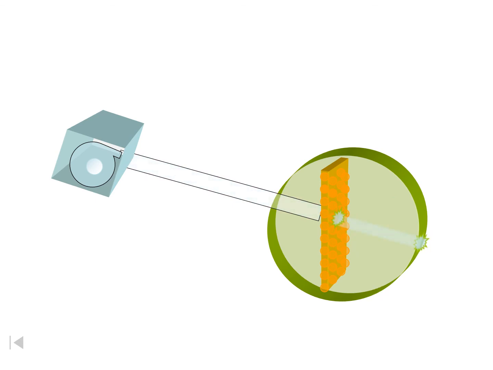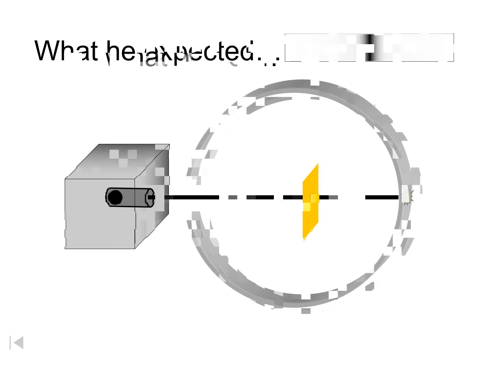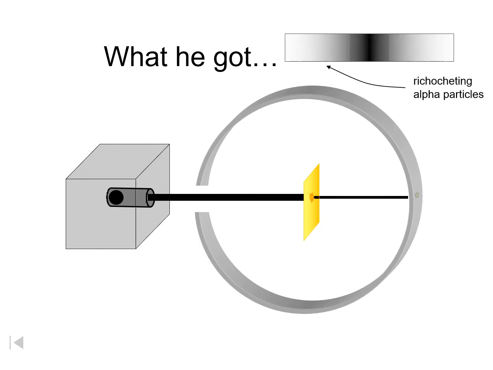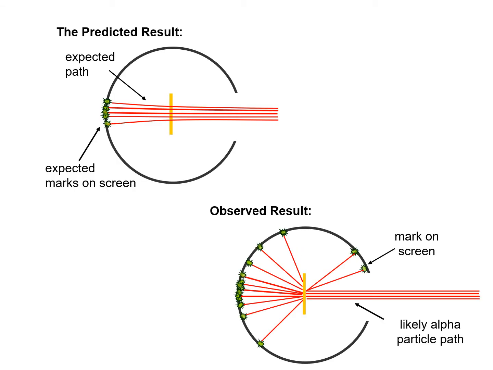Again, you'll see that diagram, what happened. So what he expected then, most of them to pass through like that, and we saw that we had some ricocheting and being reflected. So predicted result, some slight deflection. Observed result, we've got some very large deflections.